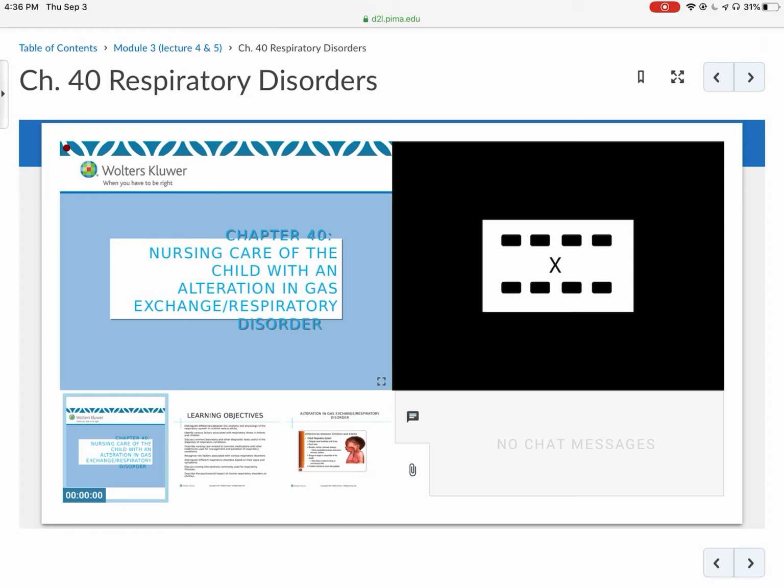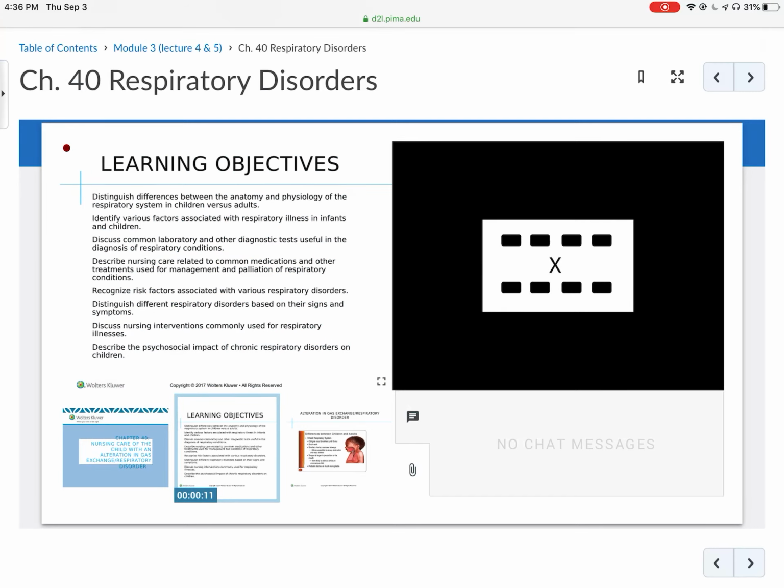Chapter 40, Nursing Care of the Child with Alteration in Gas Exchange, Respiratory Disorder. In this chapter, we're going to talk a little bit about the anatomy and physiology differences in kids and adults. We're going to talk about some of the respiratory illnesses that we see in children.